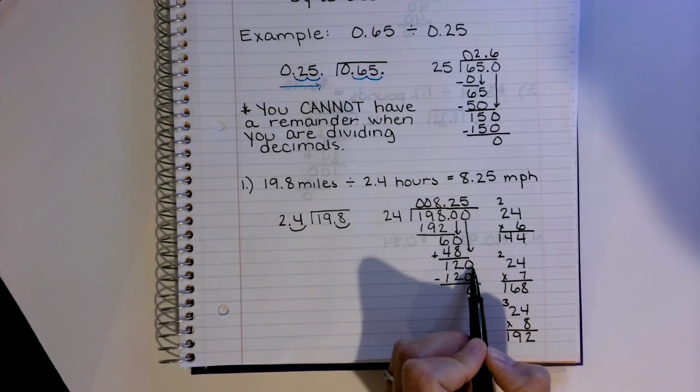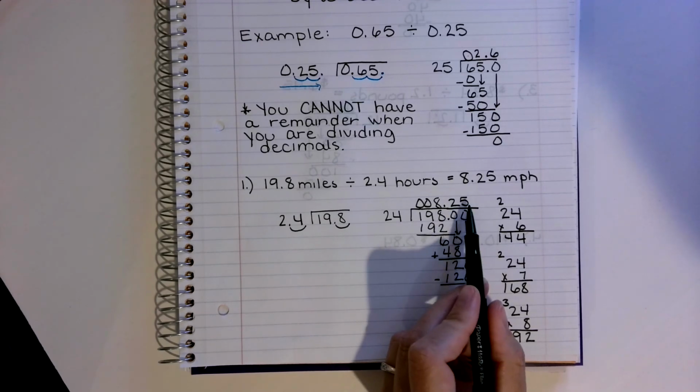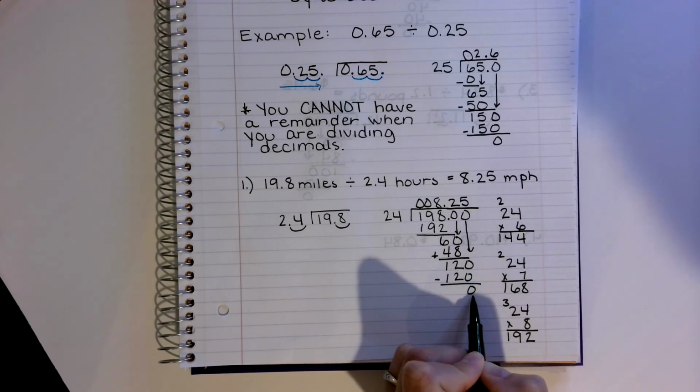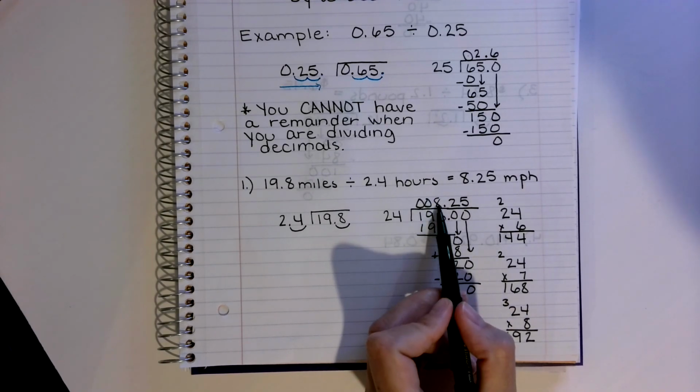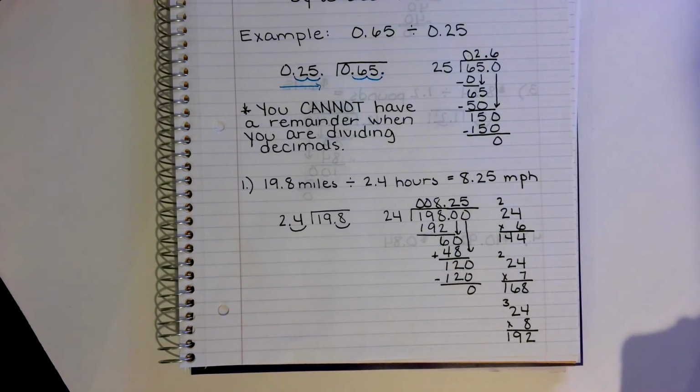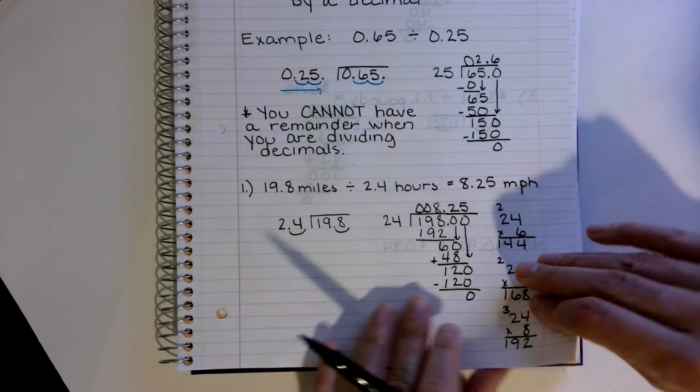So 120. 24 can go into 120 5 times. 5 times 24 is 120. 120 minus 120 is 0. So you have 8 and 25 hundredths miles per hour. Okay.